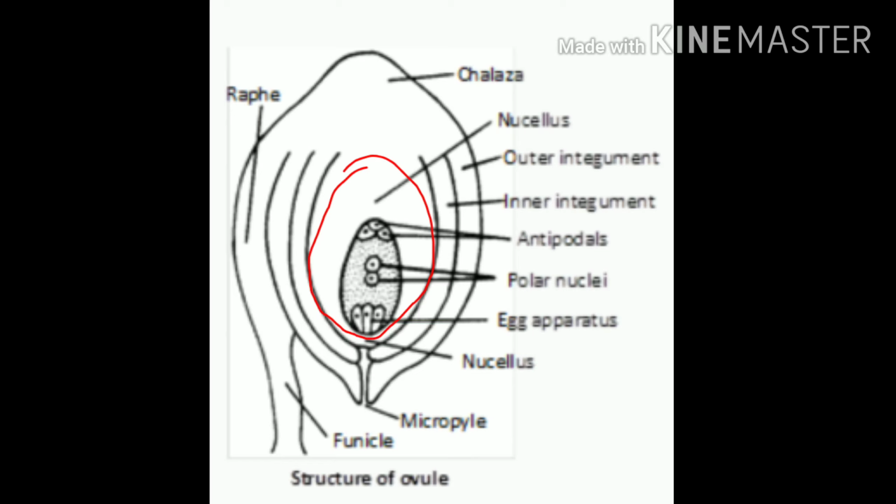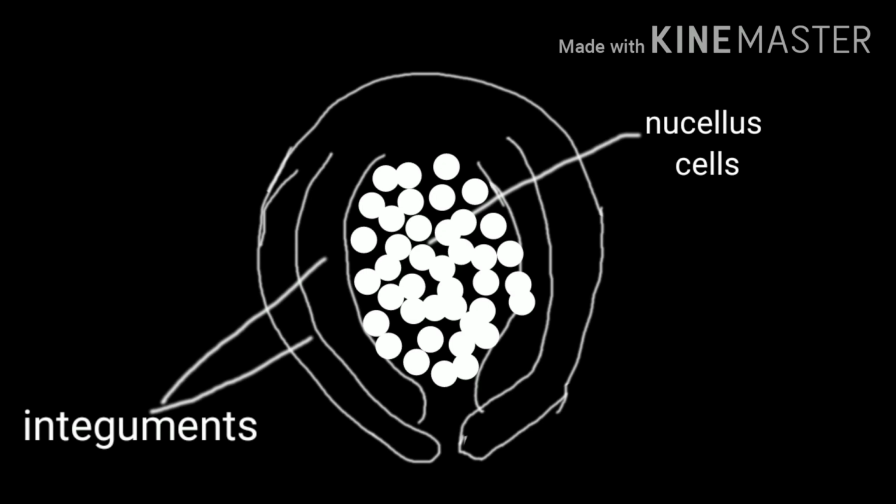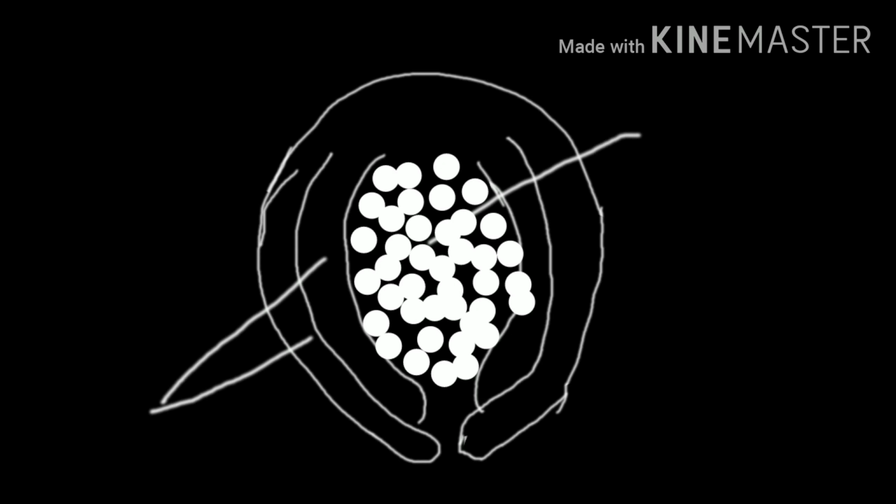Below ovule you will see a tiny hole-like structure, that is micropyle. Micropyle is an opening present at the tip where integument is absent. Chalaza is opposite to the micropylar end, representing the basal part of the ovule. The integument encloses a mass of cells called the nucellus. The nucellus contains food reserves for the developing embryo.